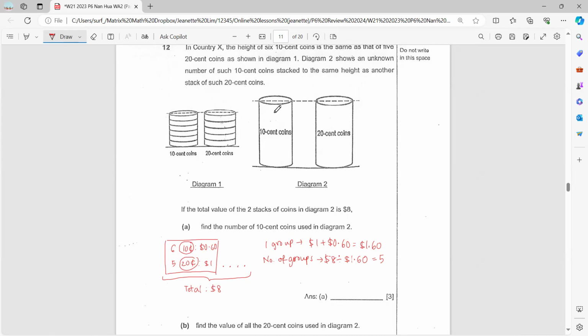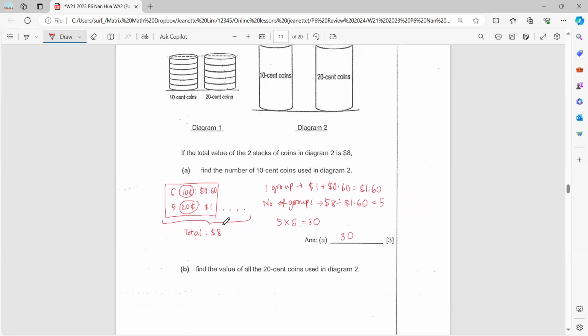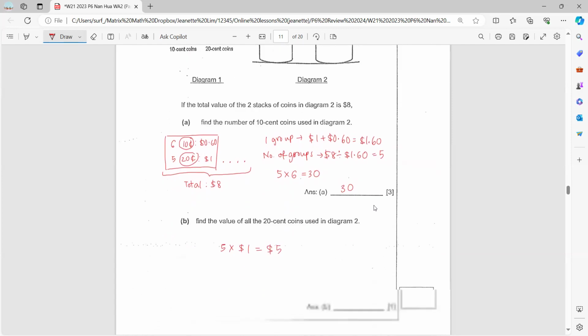How many 10-cent coins are there? 5 groups of this. Every group there are 6 10-cent coins. So 5 times of that. Okay, 5 groups of 6 10-cent coins means that there are 30 of them. Find the value of all the 20-cent coins used. Okay, so in every group, the 20 cents, this time we're not looking for how many coins, but we're looking for the value. So in every group is worth $1. And I know that there are 5 groups. So 5 times $1 is what I need. This is the answer.